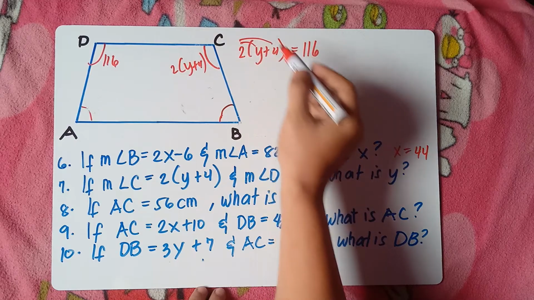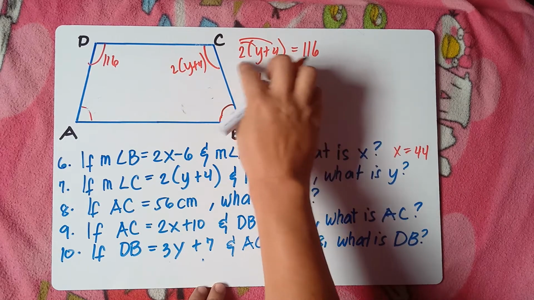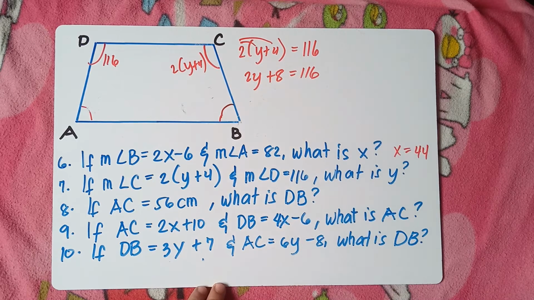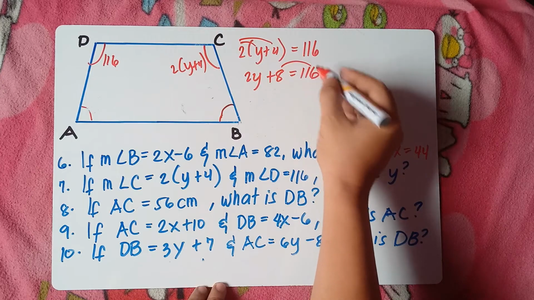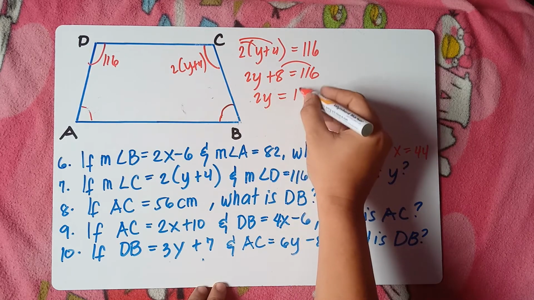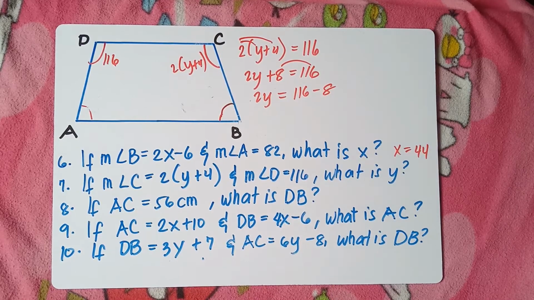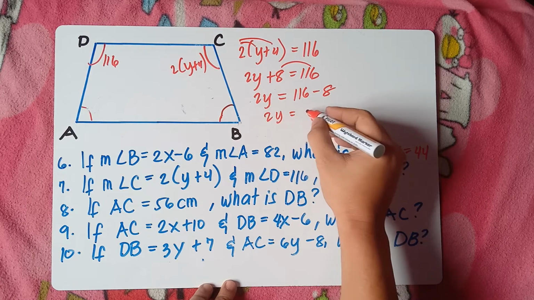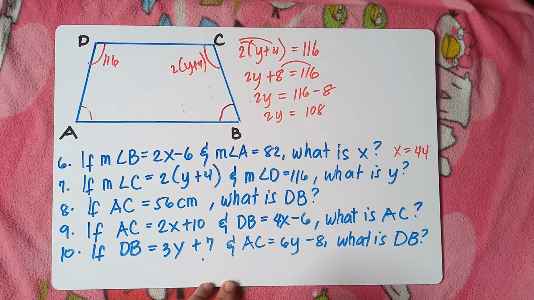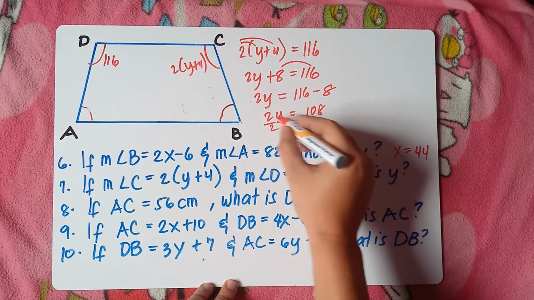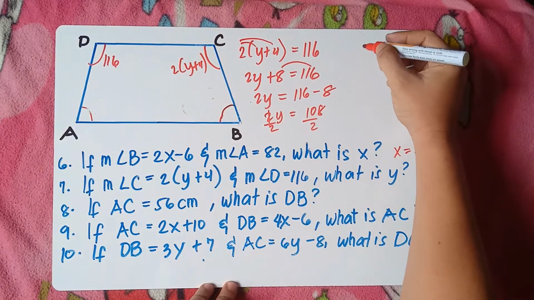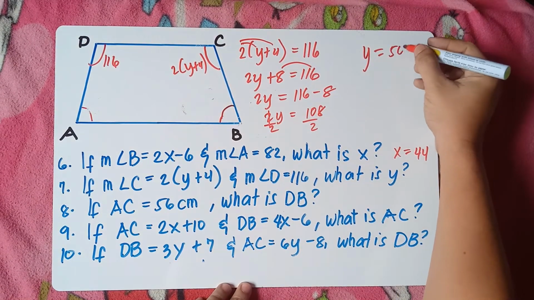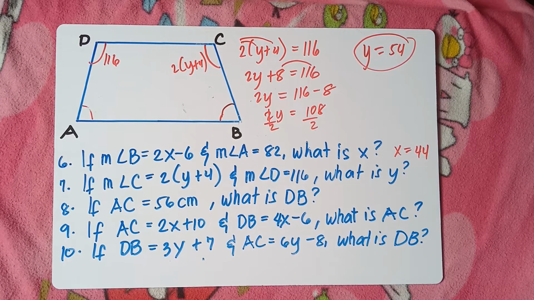So distribute the 2 to y and 4. 2 times y is 2y, 2 times 4 is positive 8, equals 116. To get the value of y, transpose 8 from left to right. So 2y equals 116 minus 8, which is 108. Divide it by 2 to get the value of y. 108 divided by 2 is 54. So y equals 54.